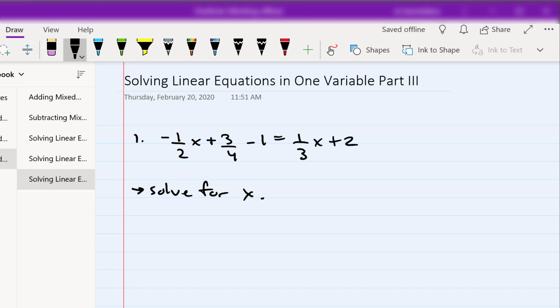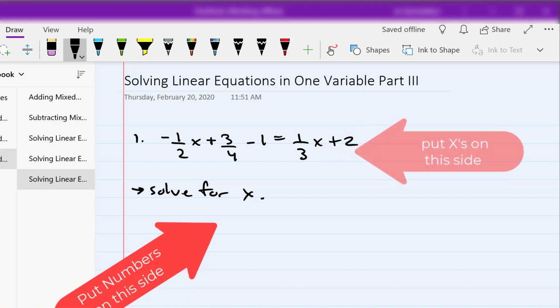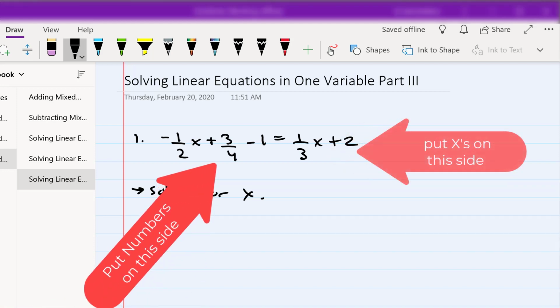We have a few ways of doing this. However, we need to keep in mind that in order to solve for x, we need to gather x terms on one side and numbers on the other side. So we can proceed in two ways. We can put the x's on the left side and numbers on the right side, or we can put the x's on the right side and numbers on the left side.